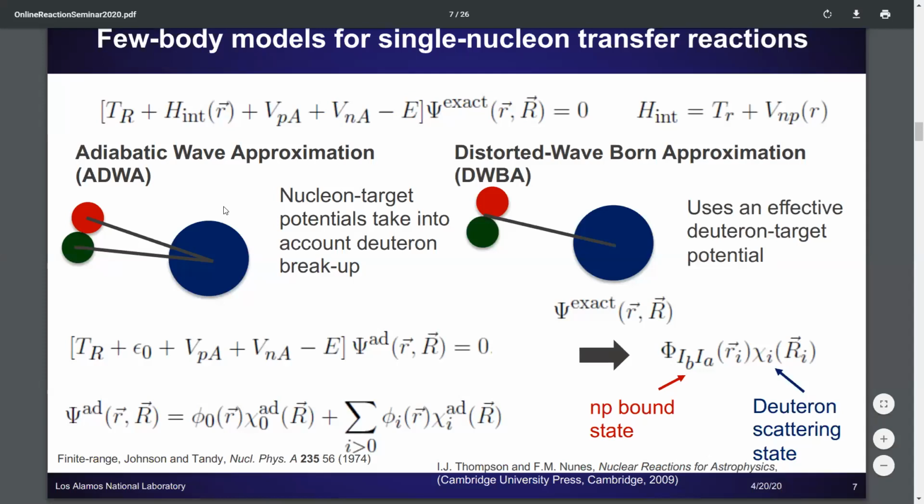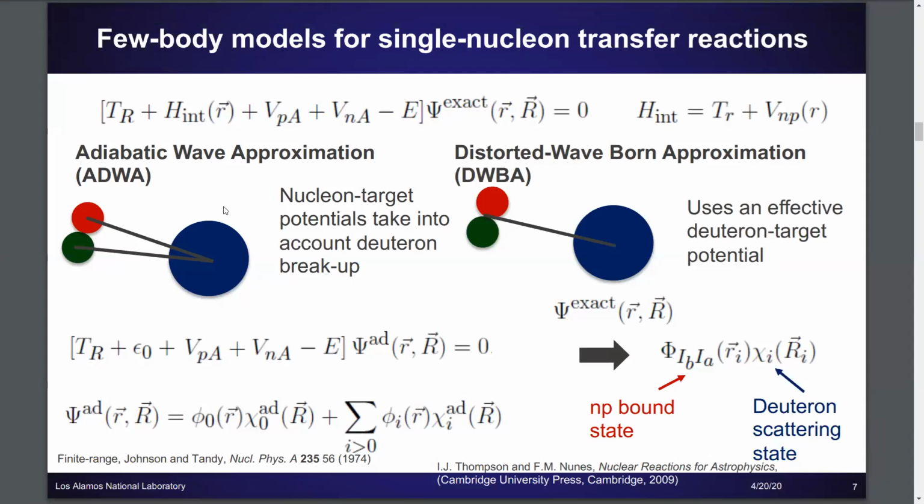The adiabatic wave approximation is sort of the next step in the approximation, where it takes into account the breakup of the deuteron, which has been known to be very important for many transfer reactions. And so this actually needs both the neutron target and proton target potentials so that it can take this breakup into account.